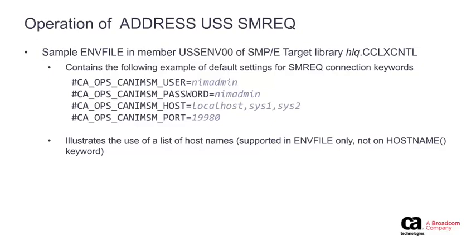Note that the settings are commented out by the # in column 1. The sample illustrates the use of a list of host names, which is supported in the env file only. The SMREQ command will try each host name listed until a successful call is made. Note that a list of host names is not supported on the hostname command keyword.